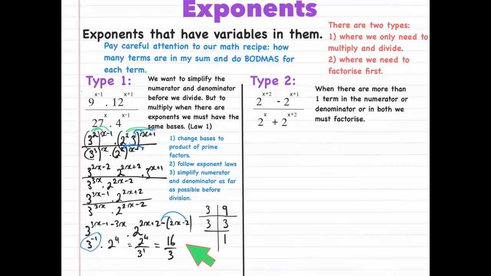So I hope you could follow. It's not that hard. So let's quickly go and look at type 2. Now, what's the difference between this one and that one?